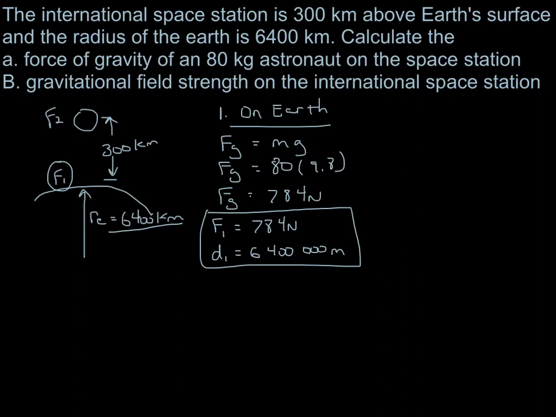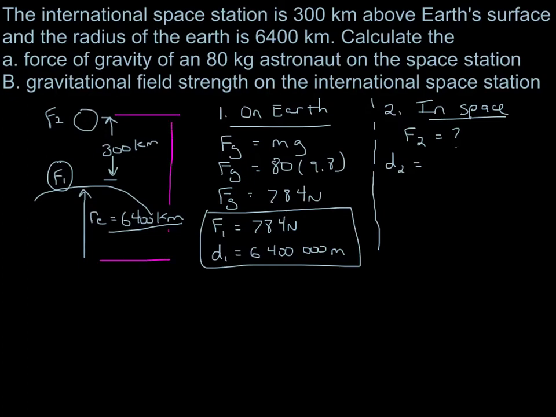Then we can also say, what about in space? So again, kind of like last time, a little dotted line down here. Here we're going to talk about in space. In space, I don't know F2. That's what I'm looking for. The force of gravity acting on this 80 kilogram astronaut in space, his weight in space or her weight in space. So that thing's a question mark. I do know D2 though. Remember, D2 is the distance between the astronaut and the center of the Earth. So way up here is the astronaut, way down here is the center of the Earth.